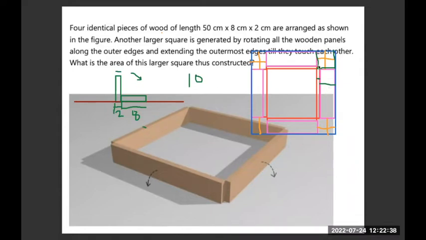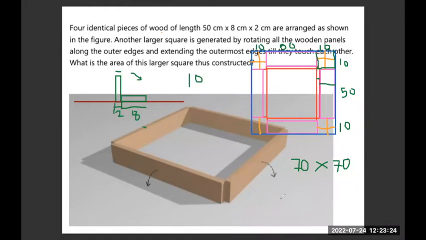So when this new length is 10, 10 gets added on this side. Here 10 will be added, 50 is already in the middle, and here also 10 will be added. Likewise, 10 gets added here, 50 in the middle, and 10 in the bottom. So 70 by 70 total is the new sides. 70 centimeters by 70 centimeters is the new side of the bigger square.